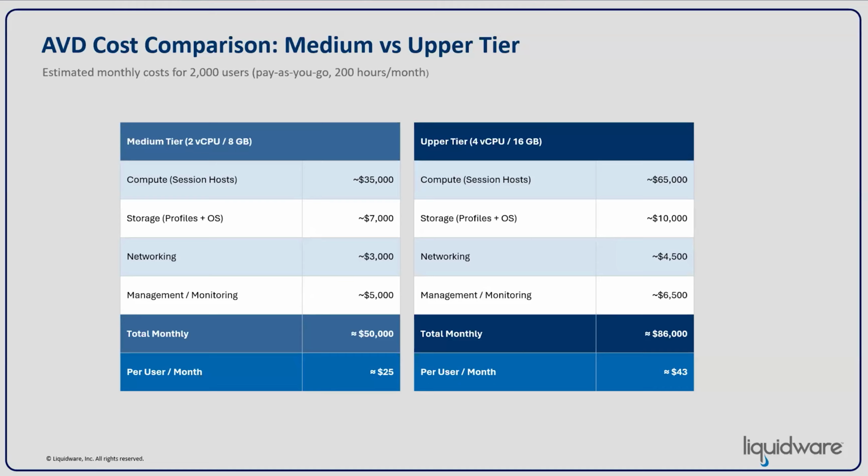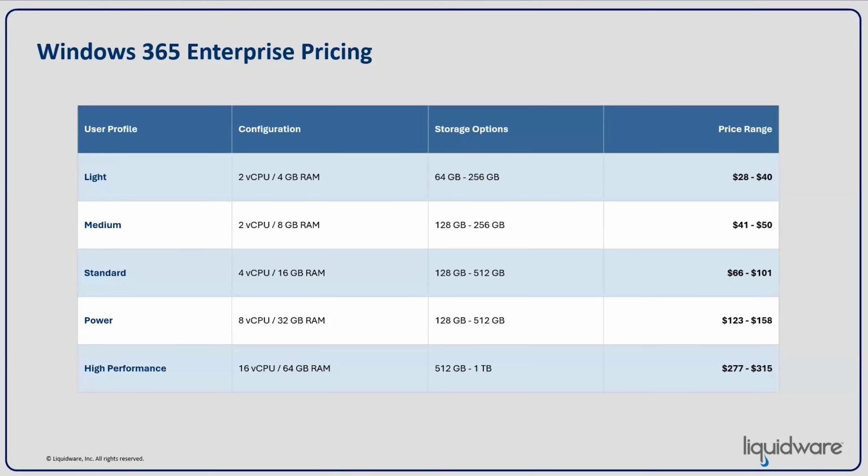So that's on AVD, just a comparison between the two tiers. You've got a similar story across Windows 365. You have multiple tiers, and there's a cost difference between the tiers. That's why these kinds of exercises are really important, because of the cost implications and the performance implications.